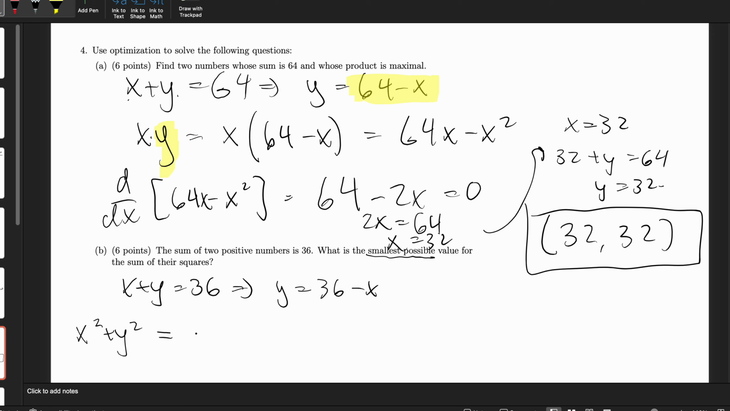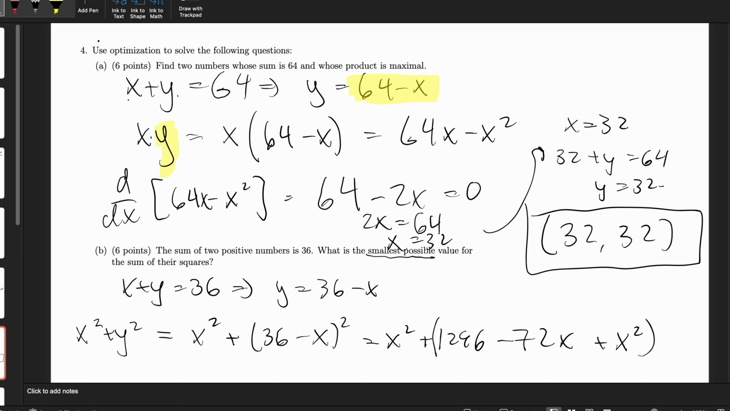So this tells me that this is equal to x squared plus (36 minus x) squared. And this is equal to x squared plus, let's see, I'm just looking at my notes here, 36 squared is 1296, minus 72x plus x squared. So if you're wondering what happened, I just expanded this out. Okay. Actually, let me make a new slide here.